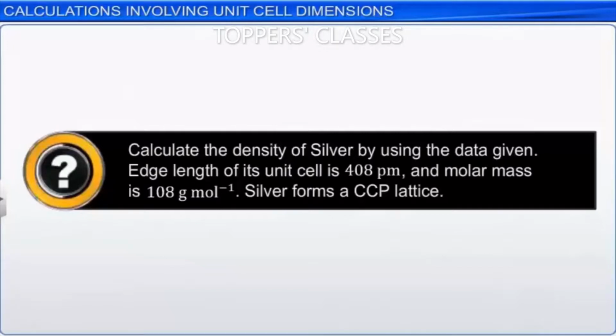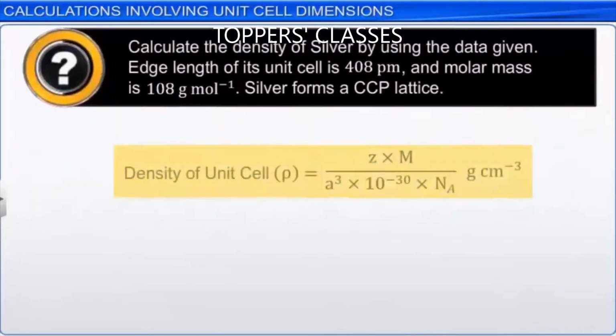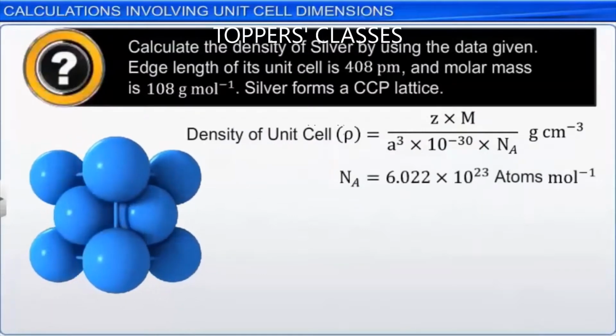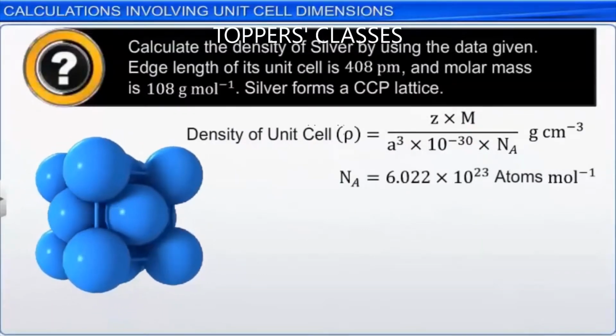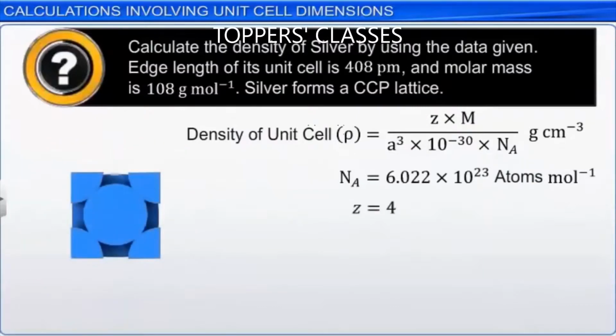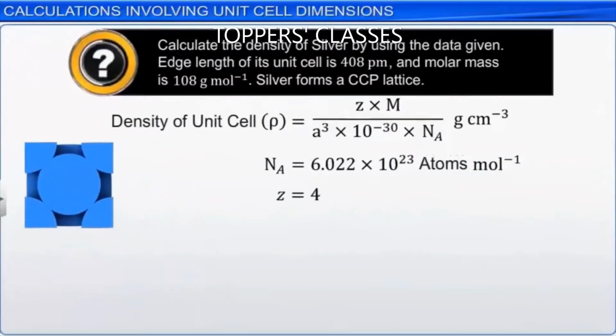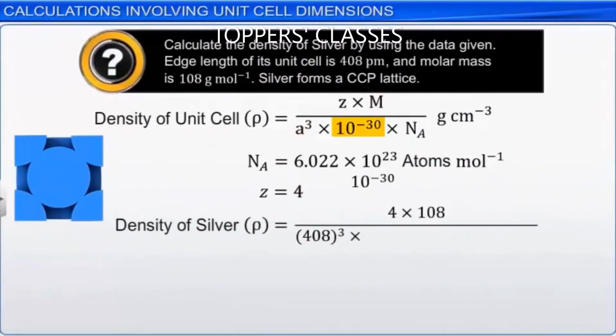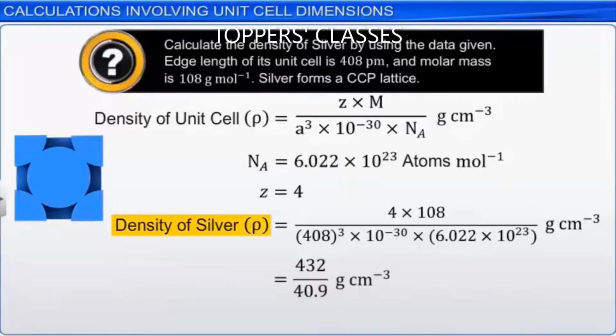You know that rho is equal to Z into M upon a cube into 10 to the power minus 30 into Avogadro's number grams per cubic centimeter. For a CCP lattice, which is equivalent to an FCC lattice, Z is equal to 4. By substituting the values, we get the density of silver as 10.5 grams per cubic centimeter.